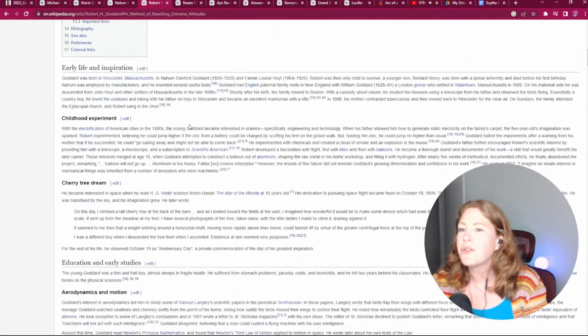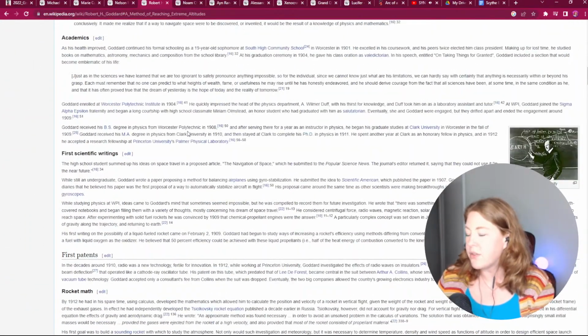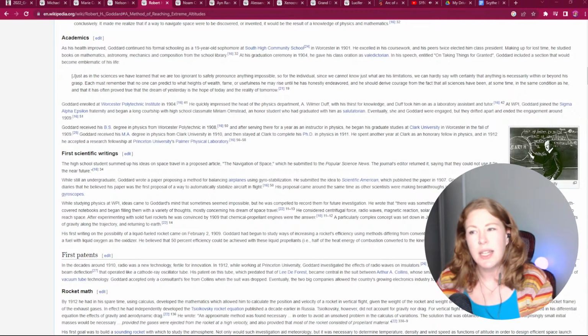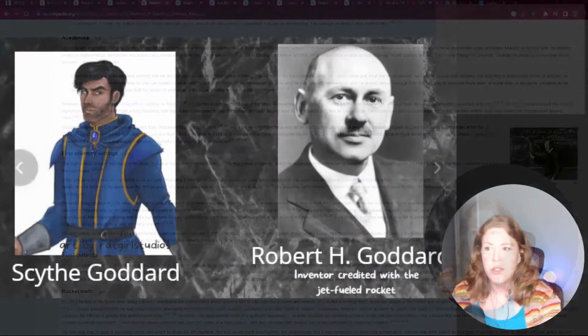Not too controversial though. I feel like his friends, the other Scythes that we're going to be introduced to in just a second, have a little bit more controversial patron historicals. So let's get into that.